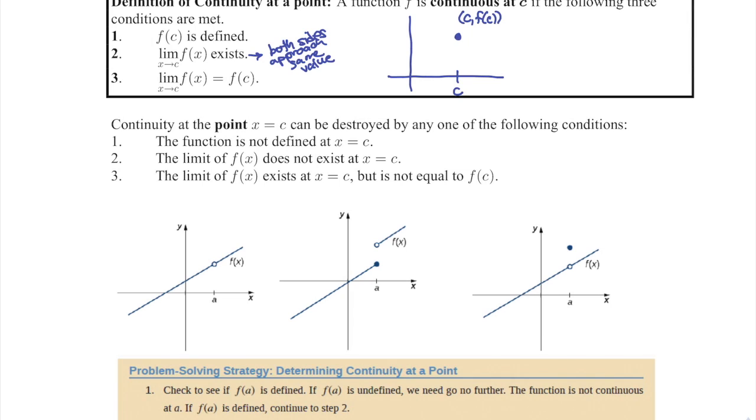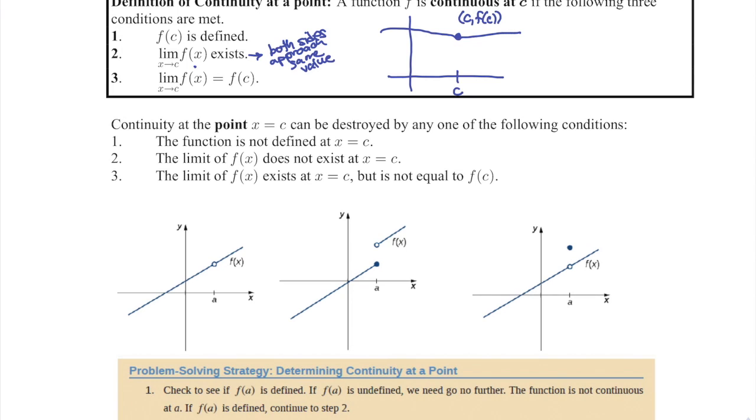And then lastly, the value those two sides approach has to be the same as the function value itself. So I can't have these two sides doing something like this. They instead have to agree with the function. Right? So they all are connected. So those are the 3 requirements for continuity.